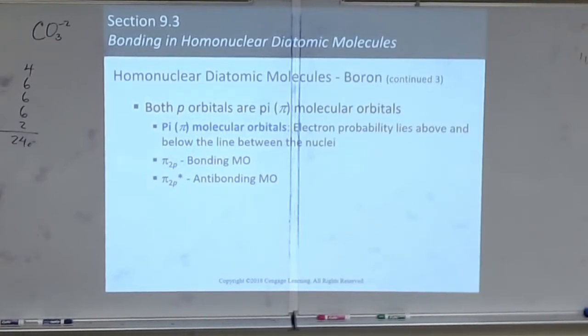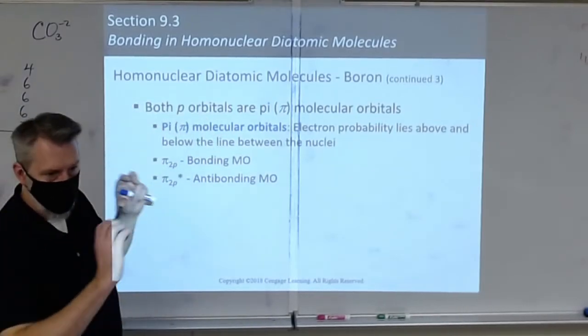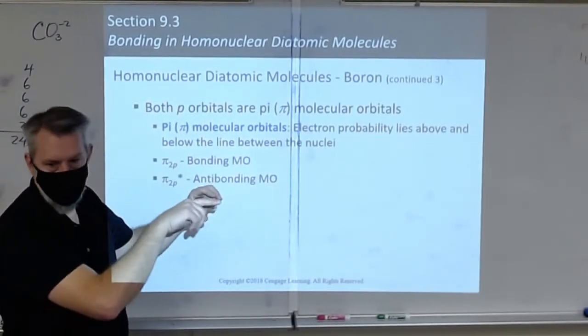Pi molecular orbitals are your P's. Molecular probability lies above and below the nuclei. This is where, remember, we talked about being here and being here. And that's your center line, right? Okay.